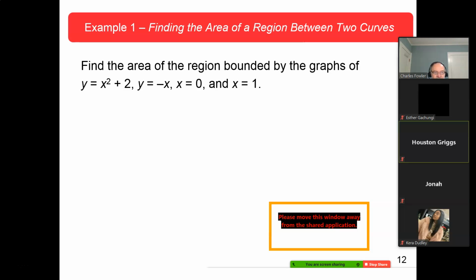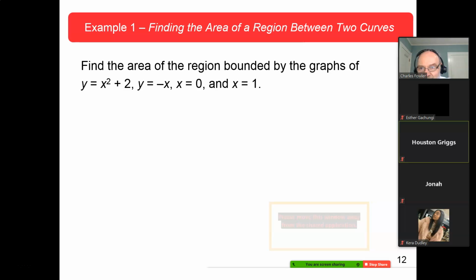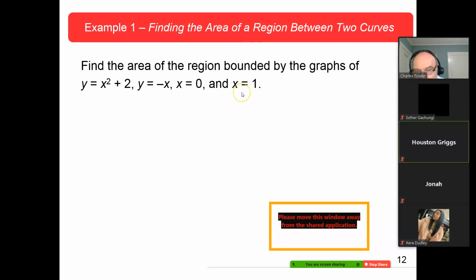We're in chapter 7. We're right now on the bottom of page 445 in chapter 7. Find the area of a region bounded by the graphs of y is equal to x squared plus 2 and y is equal to minus x, and the lines x equals 0 and x equals 1.